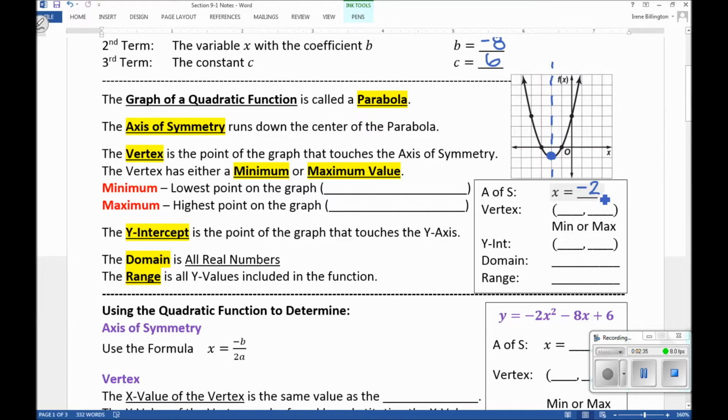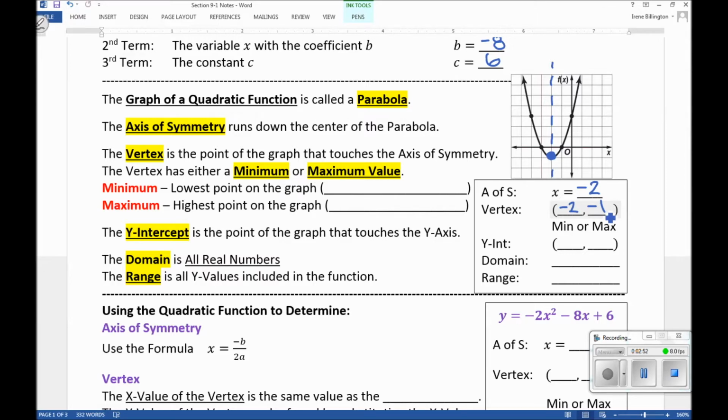Our vertex is an ordered pair. What is the ordered pair of this point right here? That ordered pair, the x value would be -2, the y value would be -1. So our vertex for this quadratic function is (-2, -1).